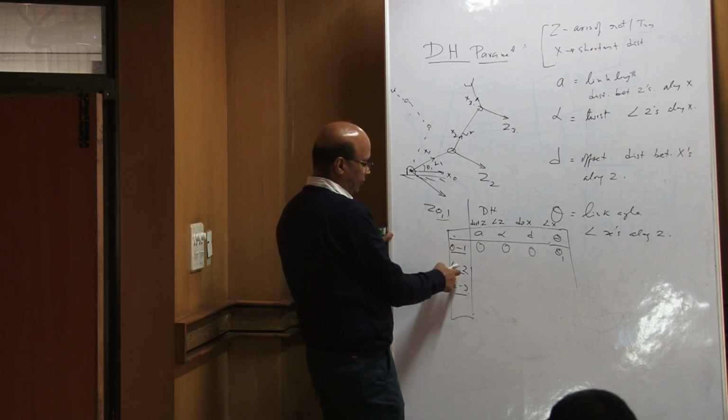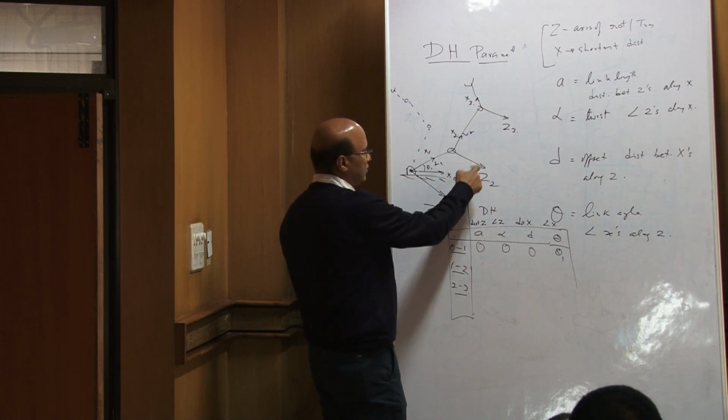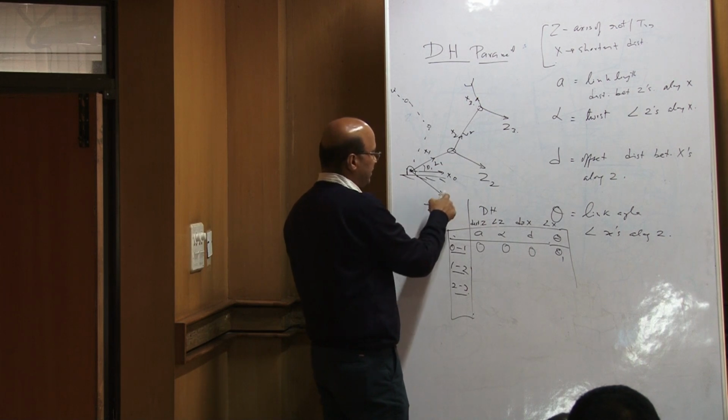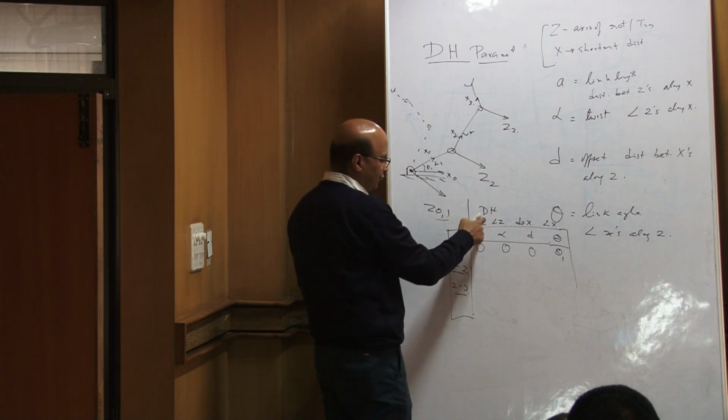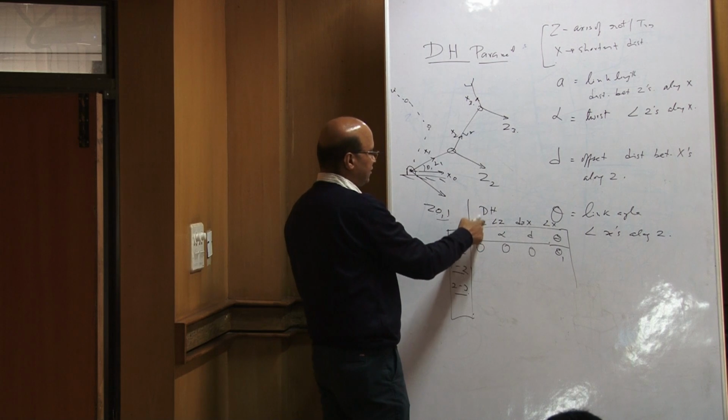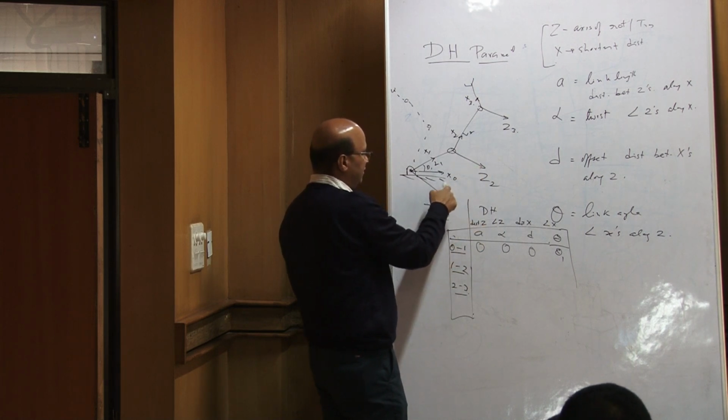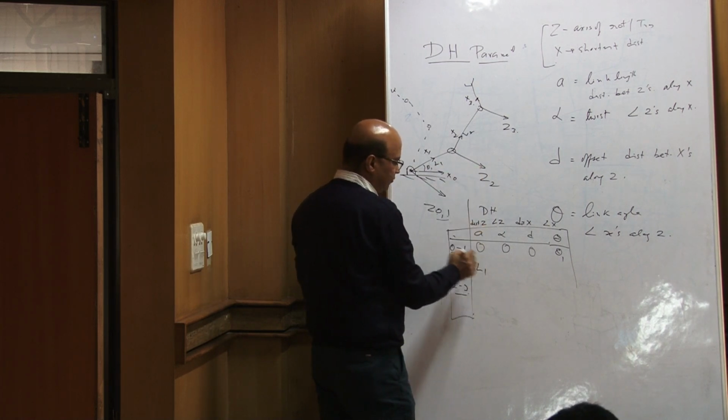Where is 1 and 2? 1 is here, 2 is there. So z1 is here, z2 is there. Okay. So we start off with A. A is the distance between the z. So z1 is here, z2. There is a distance here. It is L1. So it's my perpendicular distance L1.